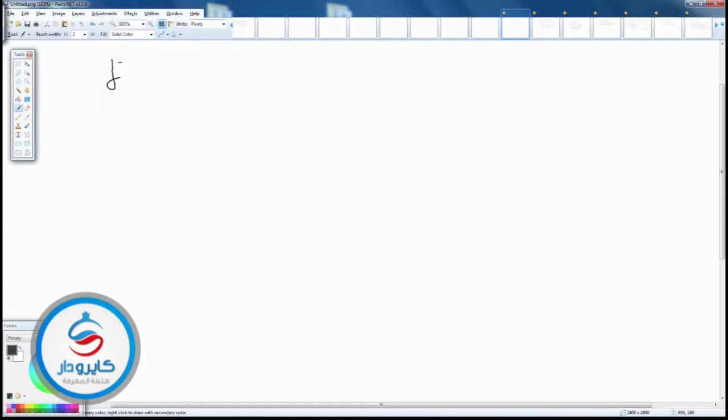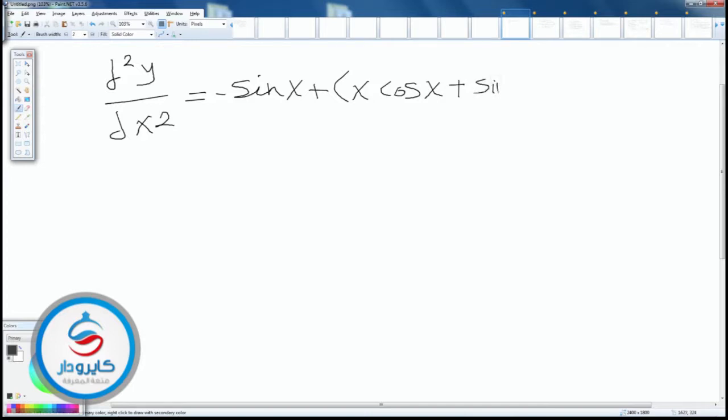Second derivative of y, d2y over dx power 2, equals negative sine x plus x cosine x plus sine x equals negative sine x cosine x cancel. Final result: x cosine x is the second derivative of y.